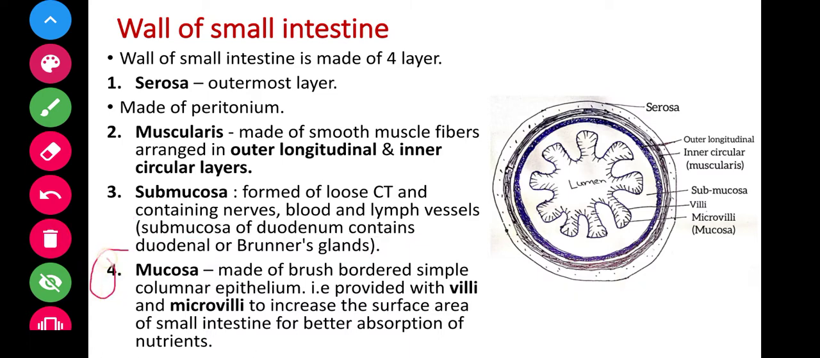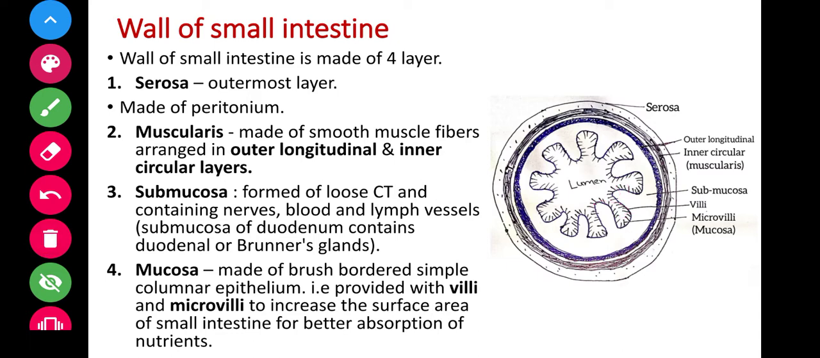Now the fourth one is the mucosa, innermost layer. This is the innermost layer made of brush bordered simple columnar epithelium. What is brush bordered simple columnar epithelium? That is provided with villi and microvilli. As we saw in the diagram, this layer is the mucosa layer, and this one is the villi, and above villi this projection, these microfibrils like projections, are known as microvilli, okay?